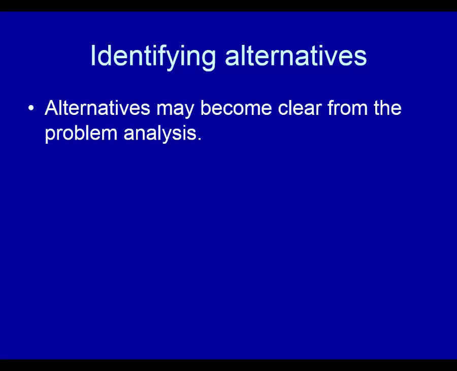Alternatives may become clear from the problem analysis. If lack of knowledge is the cause of the problem, training makes sense as a solution. If some kind of conflict is the cause of the problem, some kind of solution should engage people in some sort of process of interaction so as to improve their ability to get along with each other and so forth.